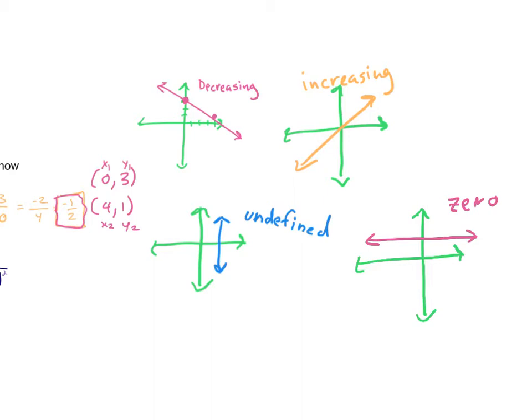The way that I tell undefined and 0 apart would be undefined has a slope that goes up and down, so you just think the n goes up and down, and then the slope of 0 would be a flat line. That's just one little trick to tell these two apart.